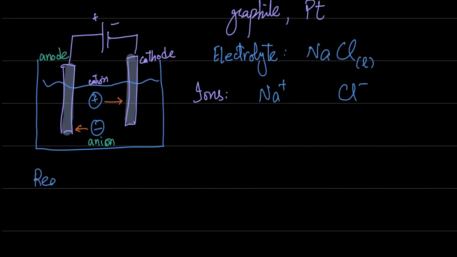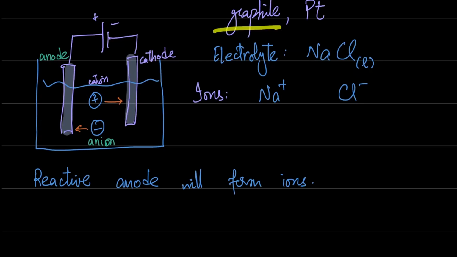Reactive anode will ionize. Yeah, will form ions. Reactive anode, any anode that's not graphite or platinum. Copper होगा, copper ion बना देगा. Iron होगा, iron ions बन जाएंगे. Lead होगा, lead ions बन जाएंगे. Calcium होगा, calcium ions बन जाएंगे. ये हमारा first rule of electrolysis.